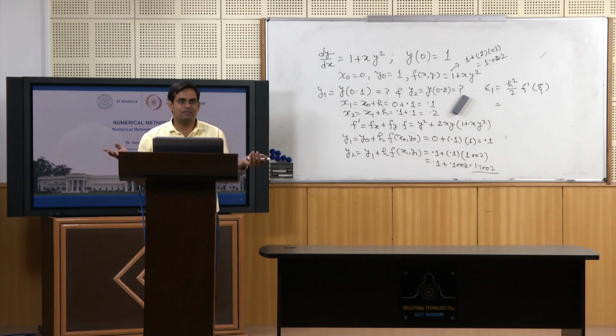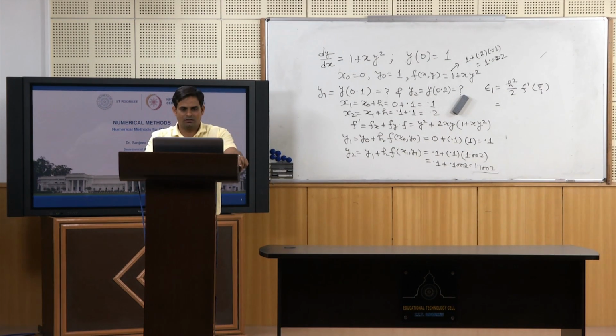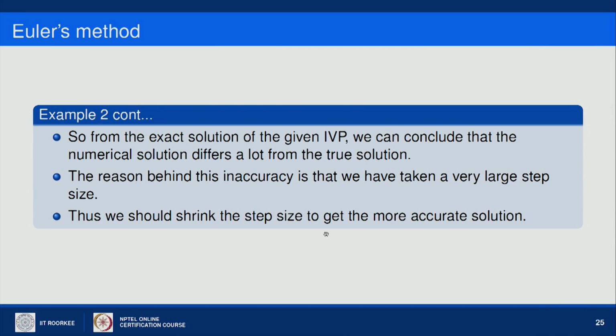And what is the reason behind this? The reason is step size, because here we are taking step size as 0.25. If you decrease the step size, the error will decrease, and it happens always in Euler's method. However, you have to do more calculations. So, if we shrink the step size, we will get a more accurate solution by using Euler's method.